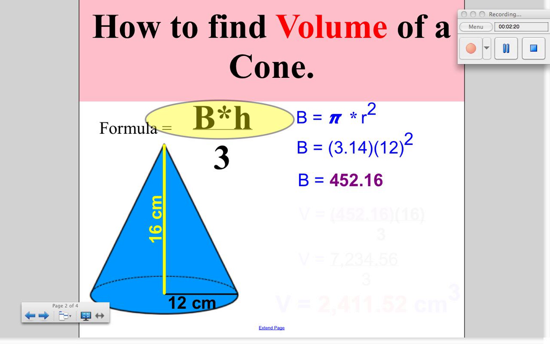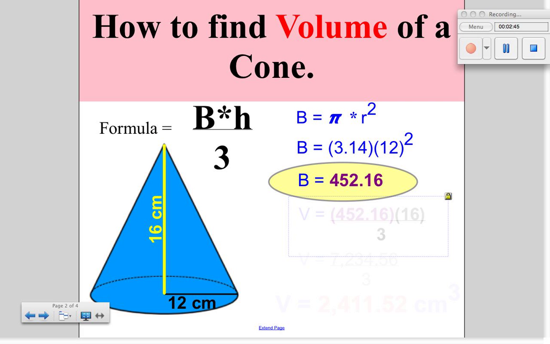The formula is the area of the base times the height divided by 3. We now figured out the base. How do we do that? Well, we did pi times radius squared, which was 3.14 times 12 squared. And we got the area of the base, which is only the B portion up here, to be 452.16. You should have those notes down by now.